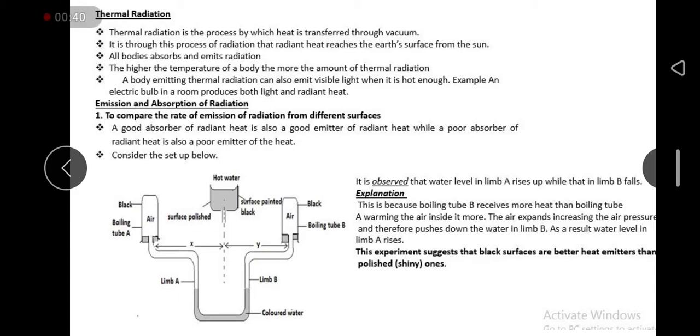Now today I want us to look at thermal radiation. And we say that thermal radiation is the process by which heat is transferred through a vacuum. Another point we have to note is that the heat from the sun reaches the Earth's surface through radiation. Now, point number 3, we say that all bodies absorb and emit radiation. Now, if you are near a source of heat, you will feel that heat. That means your body has absorbed the heat.